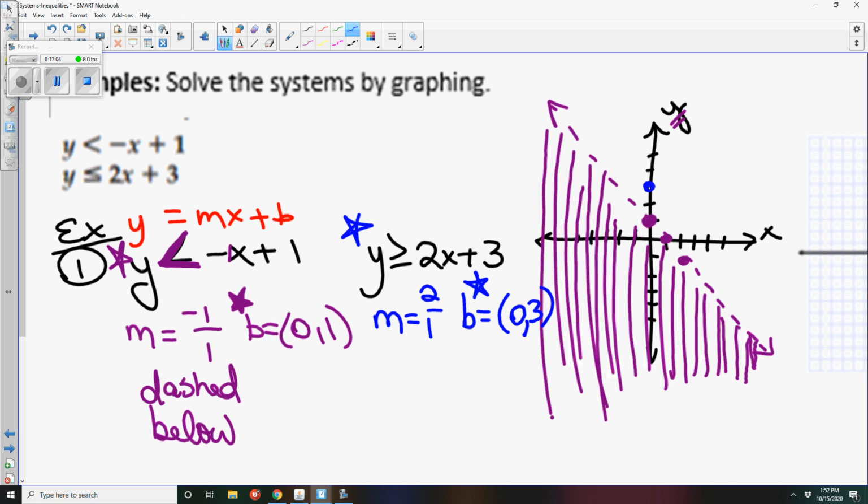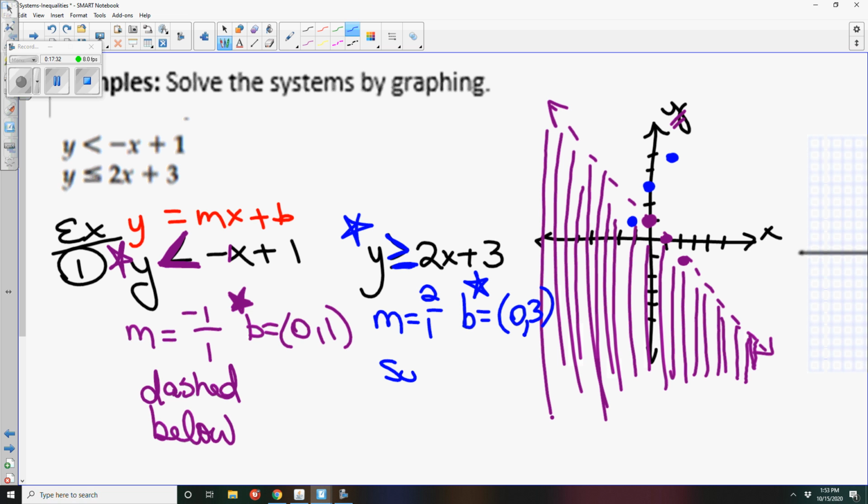And where does my slope send me? 2 over 1 sends me up 2, right 1. And then if I can't go up 2, right 1 anymore, I can go down 2, left 1. And now we have to decide what type of line we need. If y is going to be greater than, there we go. So we got greater than. So greater than or equal to means what type of line? Solid.